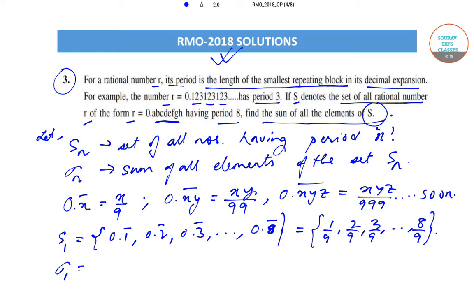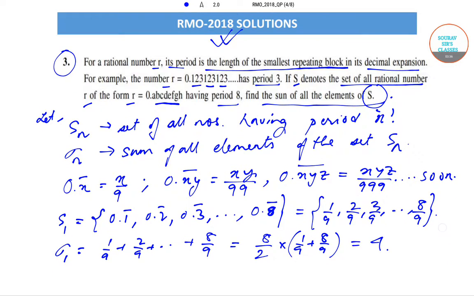Therefore, sigma 1 will be 1 by 9 plus 2 by 9, and it goes on up till 8 by 9. The summation of this series, since we have 8 elements, is 8 divided by 2 into 1 by 9 plus 8 by 9. So this is normally equal to 4.